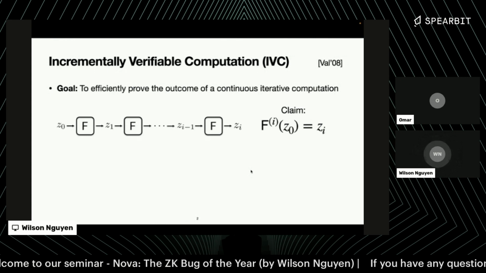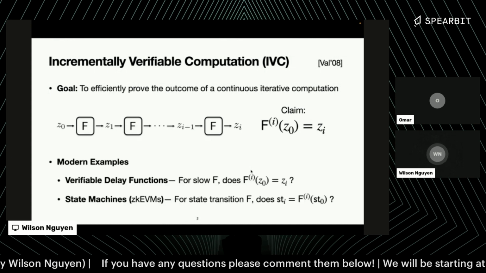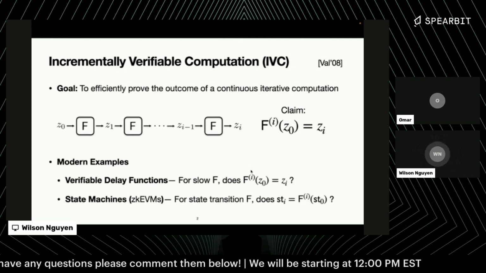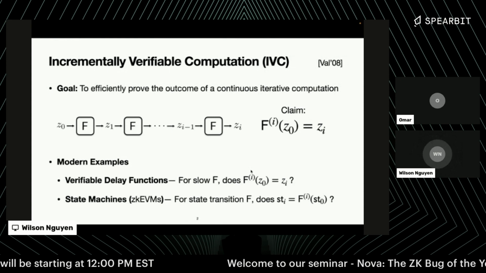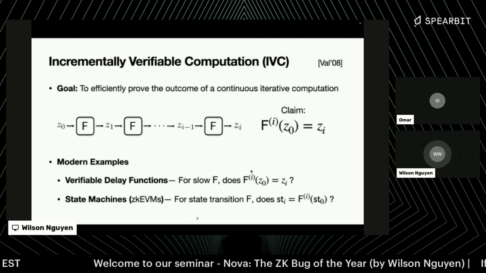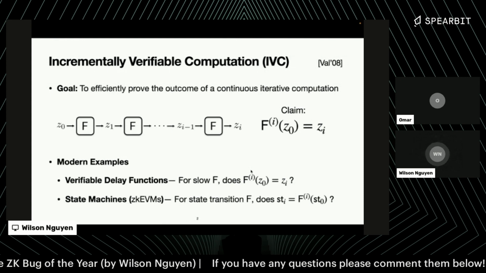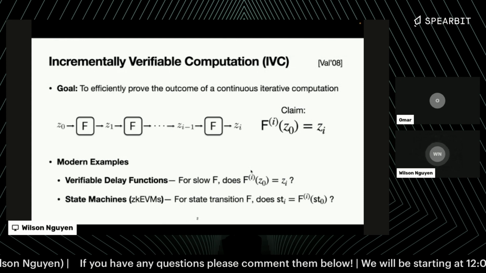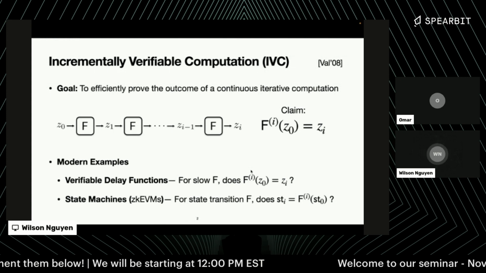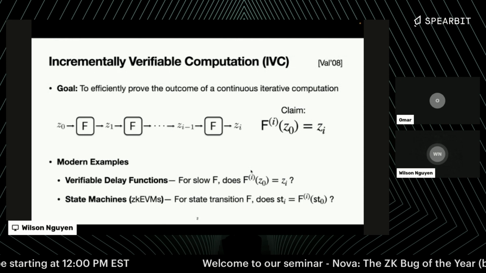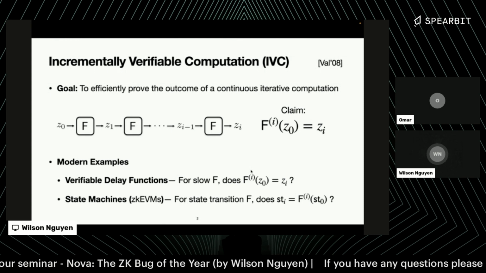So when would this actually be used? Some modern day examples are, for a slow f, you would like to prove the outcome of some verifiable delay function. So imagine f takes a certain amount of milliseconds or seconds to execute. You want to prove that you've done a certain amount of delay. So you prove that you've done i iterations of this slow function f. Another example is ZK EVMs. You can view ZK EVMs as state machines. So instead of z being just an arbitrary element, it's now the state, and f is a state transition function. So you want to prove that after certain amounts of state transitions, you receive the current state.